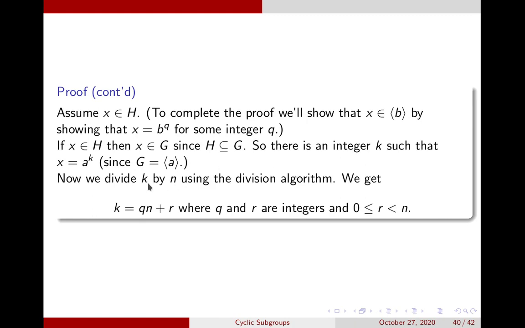And now we are going to divide k by n using the division algorithm. We've seen this fairly recently, this kind of thing. So if you divide k by n using the division algorithm, you get k equals some quotient times n plus r. The quotient and the remainder are integers, and the remainder is greater than or equal to 0 and smaller than n.